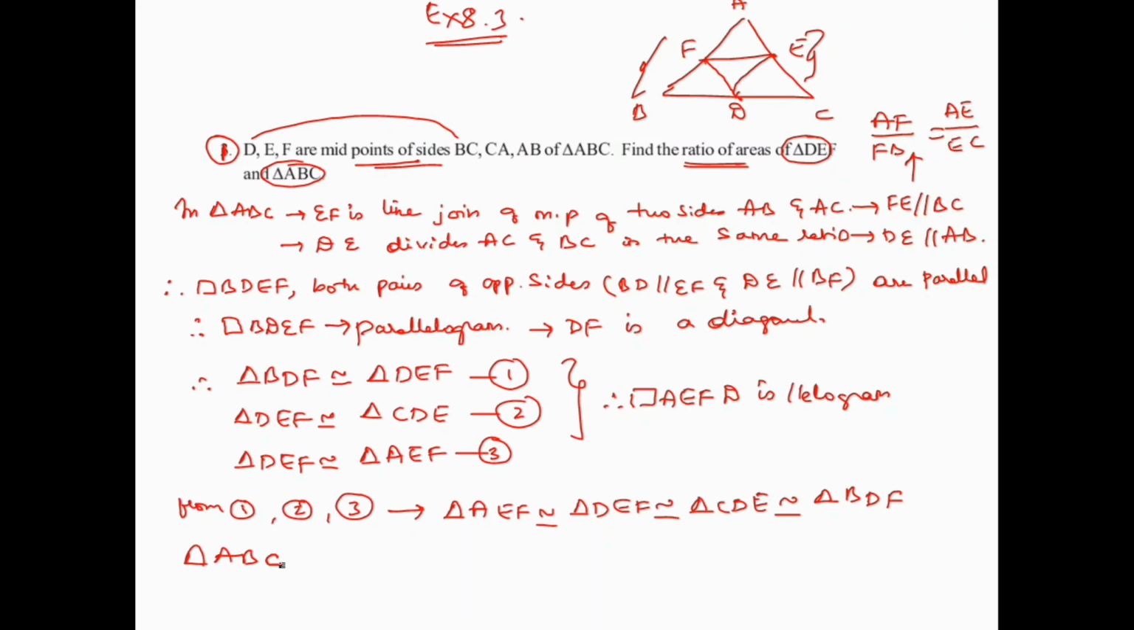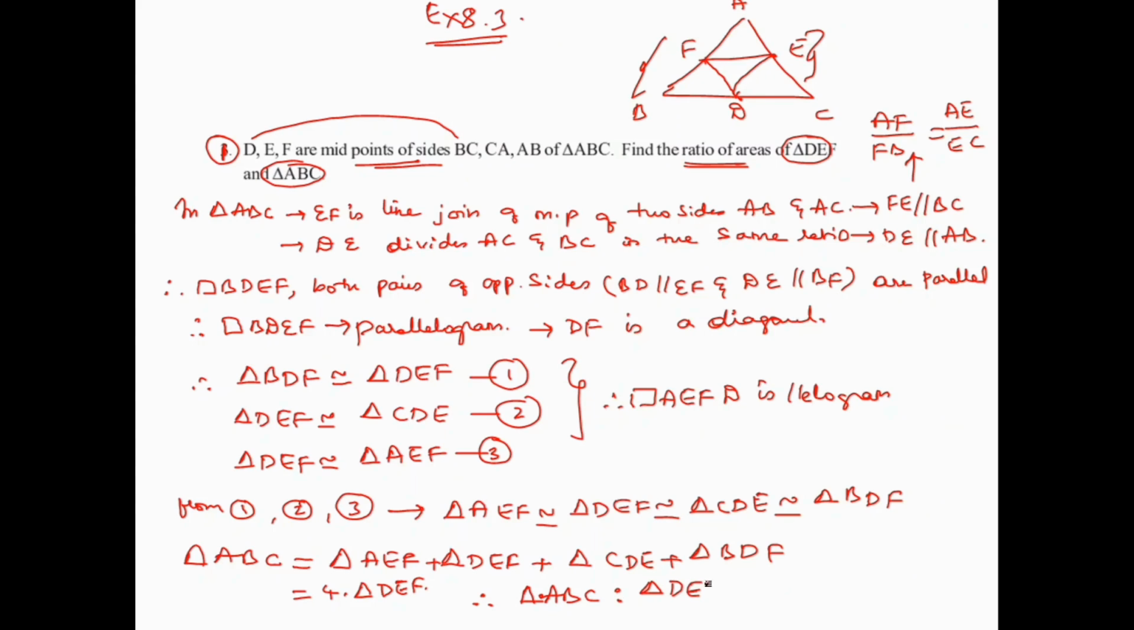These all are from triangle ABC, which can be written as triangle AFE plus triangle DEF plus triangle EDC, and also triangle BDF. Isn't this all equivalent to 4 times triangle DEF, right? So at last we require the ratio of triangle ABC to triangle DEF, that is how much. So this is clear to everyone, right?